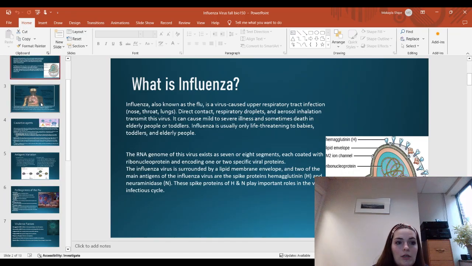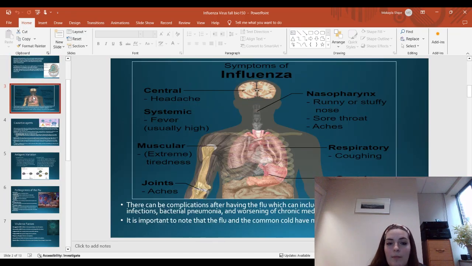And then moving on to the symptoms of influenza, the main ones are headaches, fevers, which typically run high, tiredness, aches, a runny or stuffy nose, sore throat, coughing, and vomiting. There can also be complications after having the flu, which can include ear infections, sinus infections, bacterial pneumonia, and worsening of the chronic medical conditions you may have. It is important to note that the flu and common cold have many of the same symptoms as well.